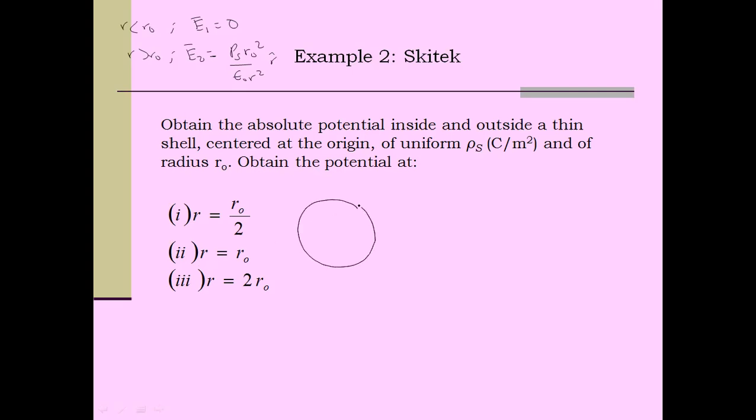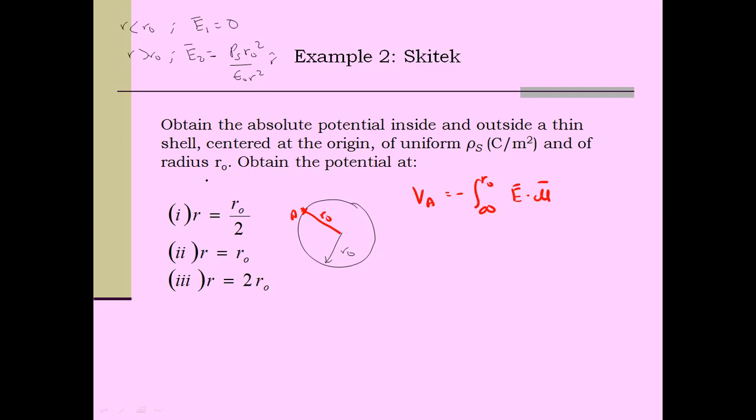That should be your R naught. You need to find the potential at this position, which is at the surface of your shell. This should be the R naught. To find the potential at this position, you have to use the equation of VA. So I label this as VA, equals a negative integration from infinite to R naught of E dot dl.